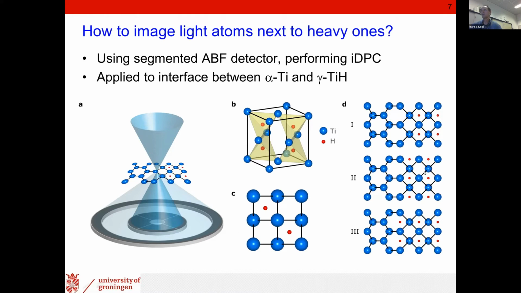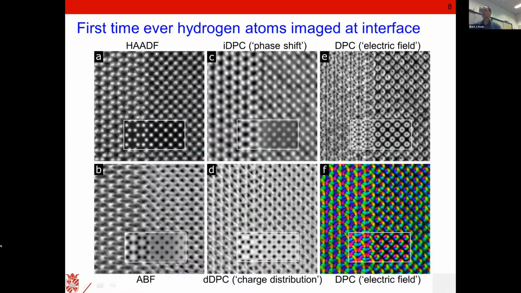So we have both the technique and the sample to really properly now measure light elements. And this is what we did. We analyze this, and then we can analyze the interface at local scale in, for instance, the normal annular dark field mode. It's incoherent imaging. We only see the titanium atoms because the hydrogen atoms are too light to cause scattering up to these large angles. And you can, of course, do annular bright field imaging.